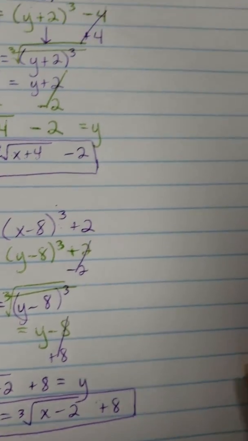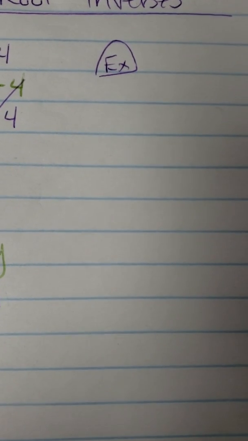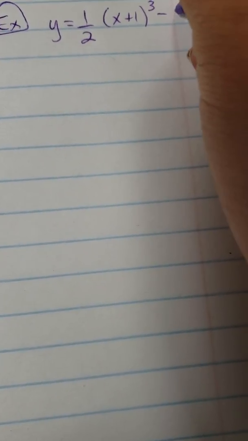I'm going to do one more example that's a little bit more difficult. Maybe I'll do 2, we'll see. So this one's going to have a fraction in front of it because why not? So let's do 1/2 of x plus 1 cubed. And we'll do minus, I don't know, 5.